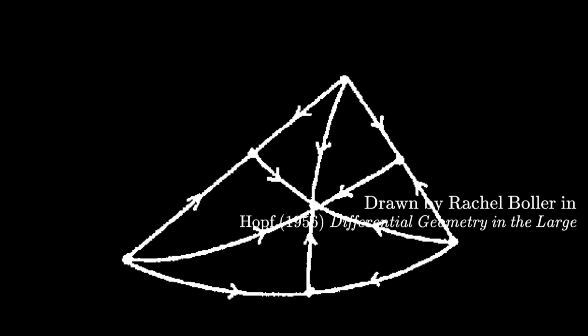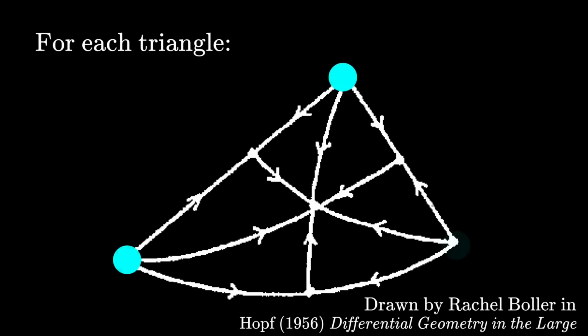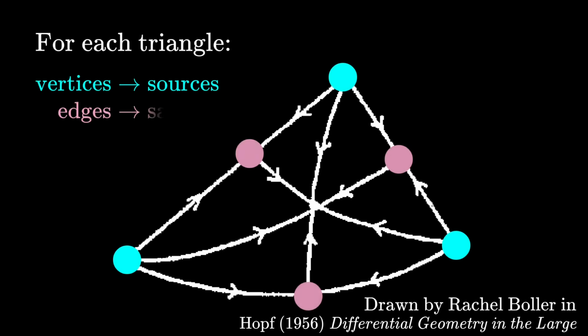The idea is that with your favorite triangulation of the surface, we construct a vector field where each triangle looks like this. The vertices act like sources where vectors emanate from. The midpoint of the edges act like saddles, with an attracting direction and a repelling direction. And the interior of this triangle acts like a sink.